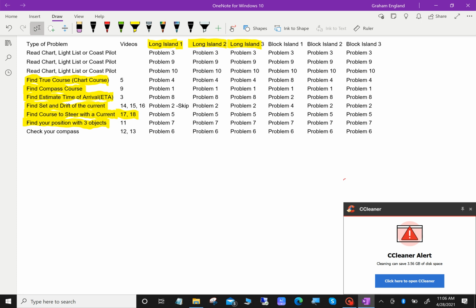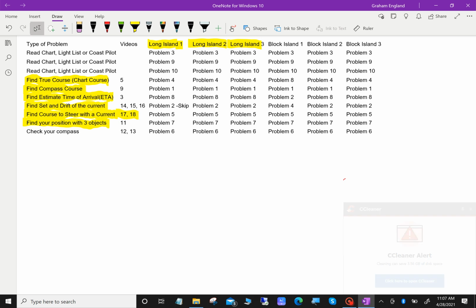The next hardest, in our opinion, is finding your position when you have 3 objects that you can line up with your compass. Because they say the magic word compass, you know you're going to have to convert from compass to true. So it's TV makes dull children add water. Do that part of the cheat sheet. And that's video number 11.